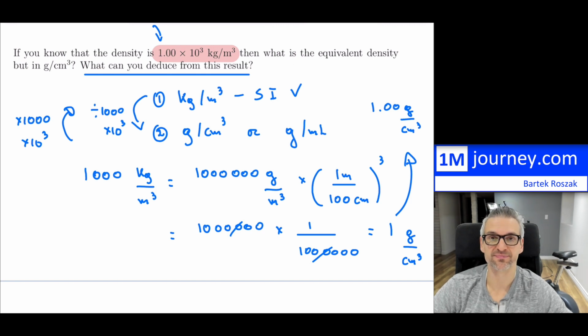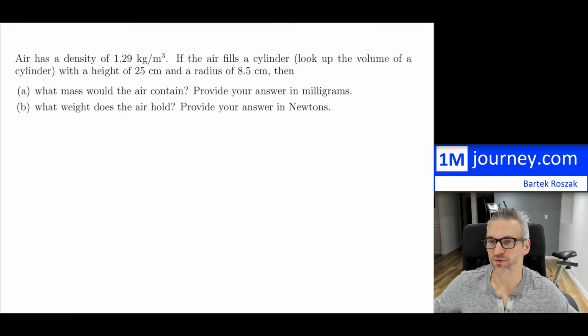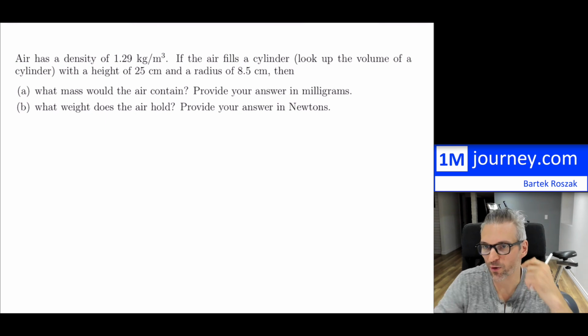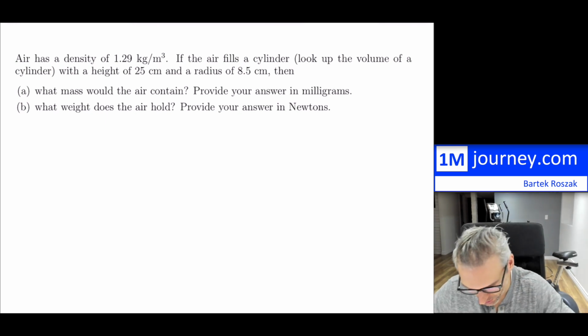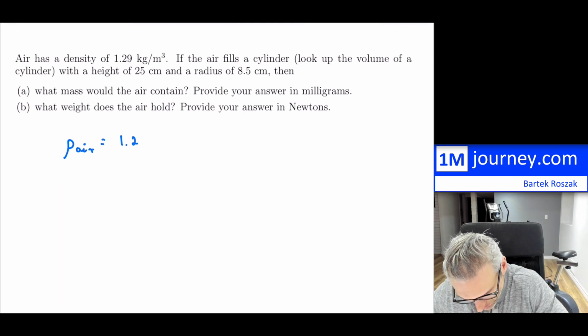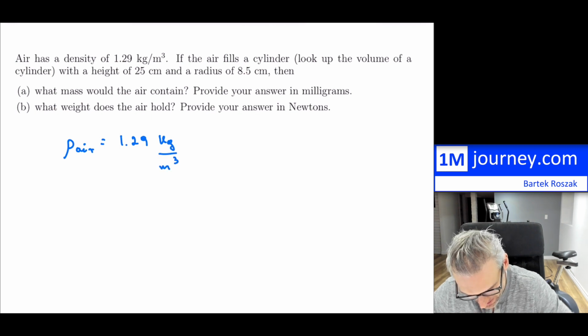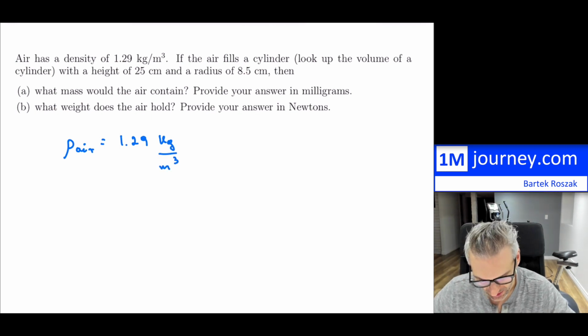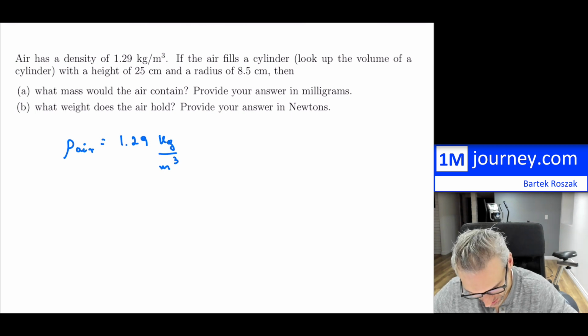That's it. Here's the last one for this video. Air has a density of 1.29 kilograms per meter cubed. So that's the density that we have of air. I'm going to write it out, 1.29. It's a gas, so it's not very dense. If the air fills a cylinder, look up the volume of a cylinder.